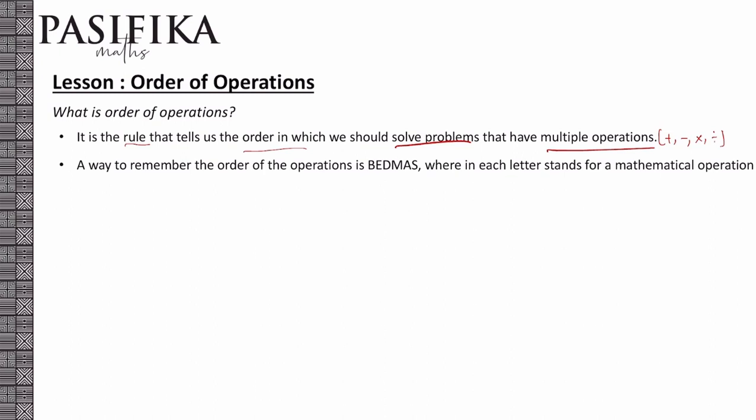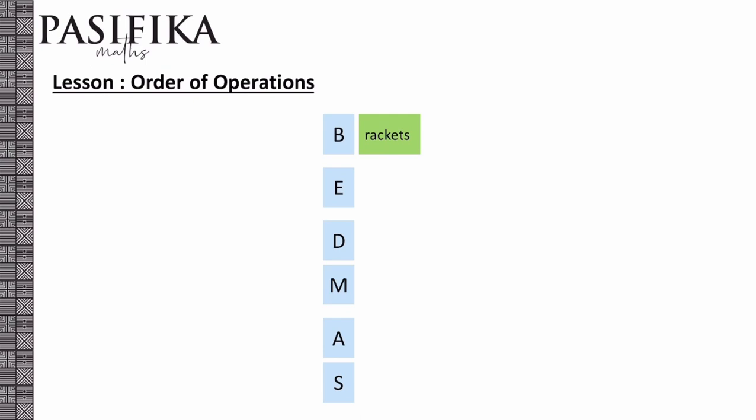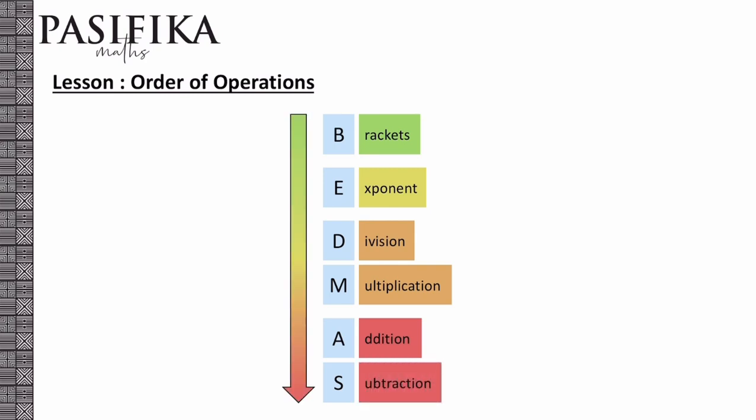A way to try and remember this order is by using BEDMAS, where each letter stands for a mathematical operation. Let's see what those letters are. B, E, D, M, A, S. What does B stand for? It's brackets. E stands for exponent, D stands for division, M stands for multiplication, A stands for addition, and S stands for subtraction. Now we need to ensure that we actually follow and solve in this order.